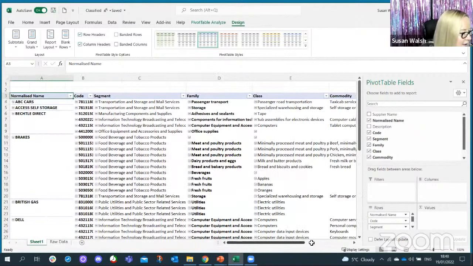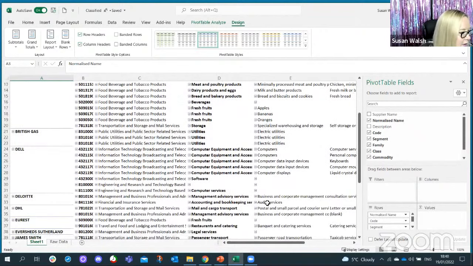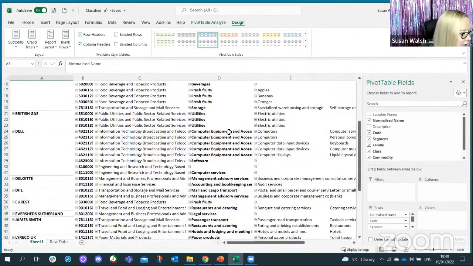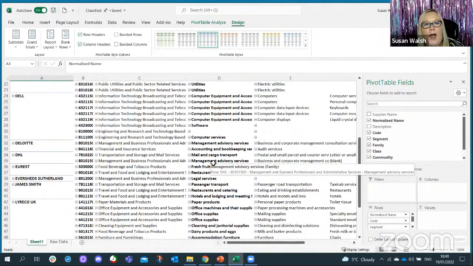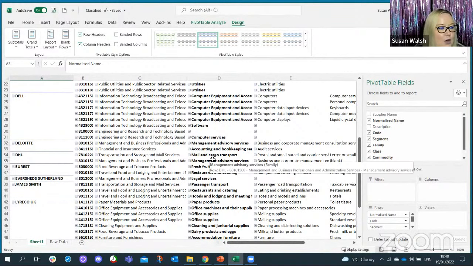Okay, so I can see we've got electric. Okay, that's good. Then I can see in Dell, we've got computer equipment, software, computer services. That looks good. DHL, we've got mail and cargo and management advisory services. So again, if you have an idea of the data you're working with, this will be easier to do. If you don't, then it's worth going through it with potentially someone who works with the data.